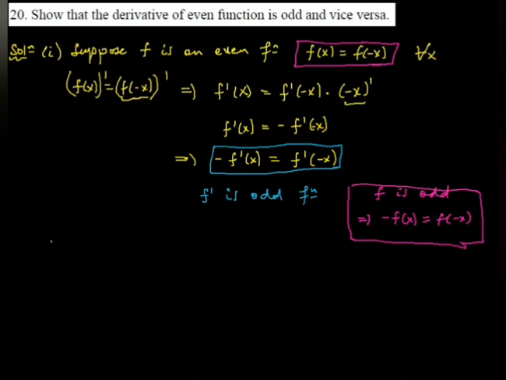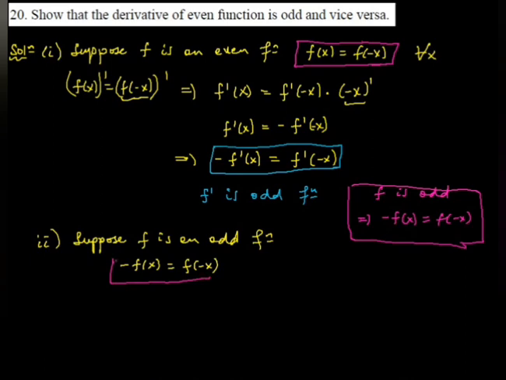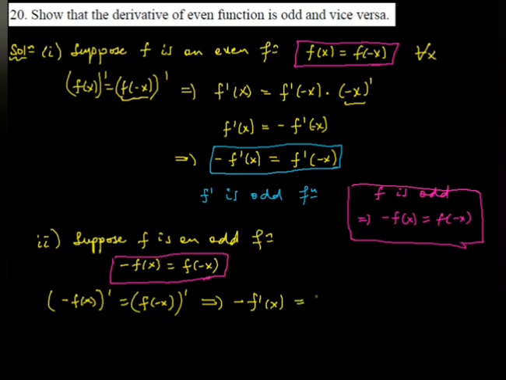Similarly, let us show that the derivative of an odd function is even. Suppose f is an odd function, okay? Then minus of f of x and f of minus x are the same. So we will show the derivative of this function is an even function. So take the derivative on both sides. This gives us minus of f prime of x on the left hand side.